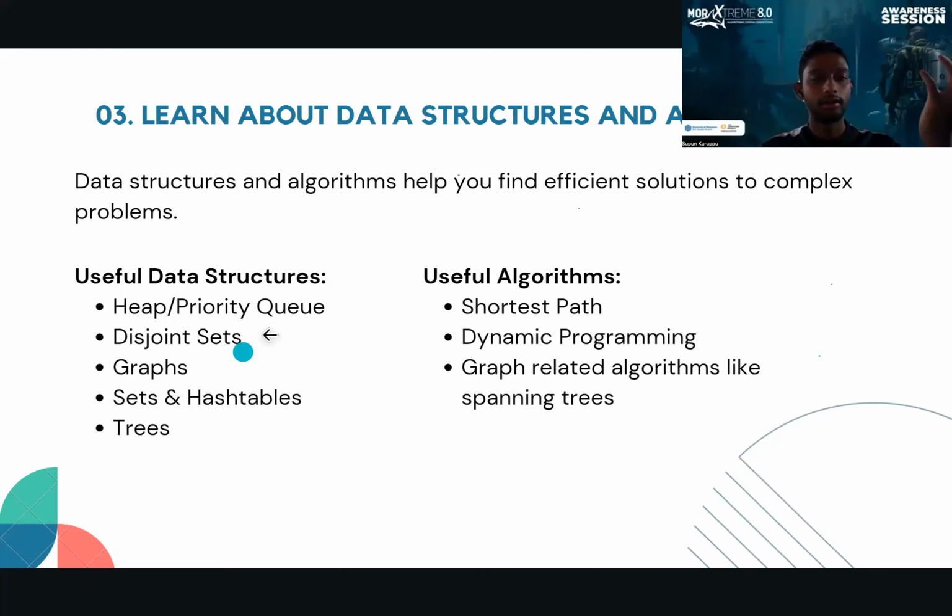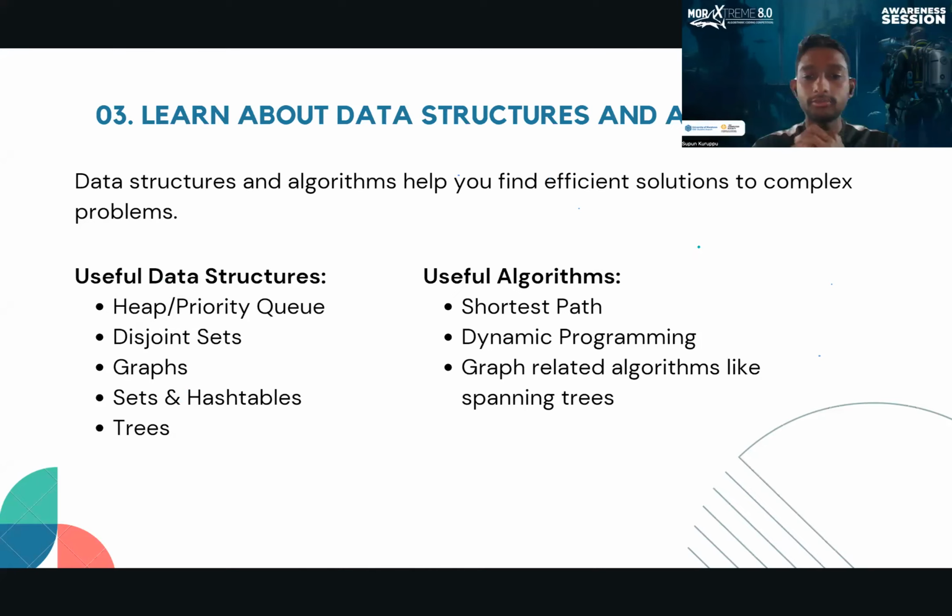And other than that, there are disjoint sets, graphs, sets, hash tables and trees. Disjoint sets are basically sets that do not have things in common. Graphs have nodes and paths connecting nodes, hash tables are key value pairs, and trees are something similar to graphs. You can go and learn about these, because we don't have time today to go deep into data structures, as it's a very huge area. But here we have outlined the data structures that are useful from our experience, that we use quite a lot, so that you can go and learn about each of these.